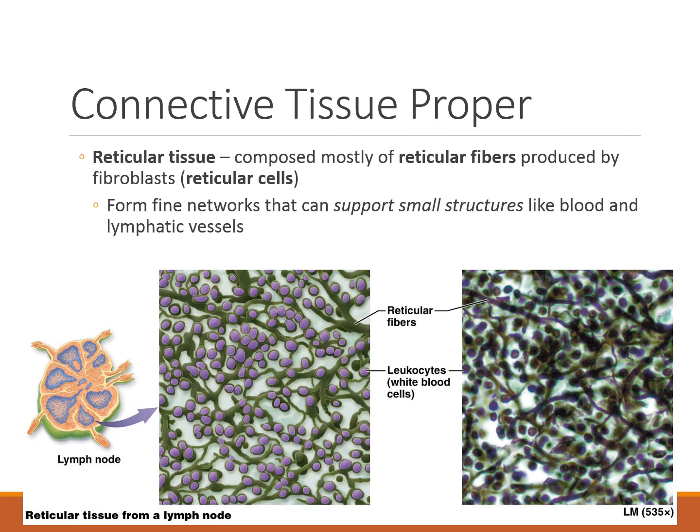Reticular tissue is composed of branched collagen fibers called reticular fibers. These fibers form a network that can support small structures such as blood vessels and lymphatic vessels. They are also found in lymph nodes and the spleen, where they form a web-like net that traps old and foreign cells.